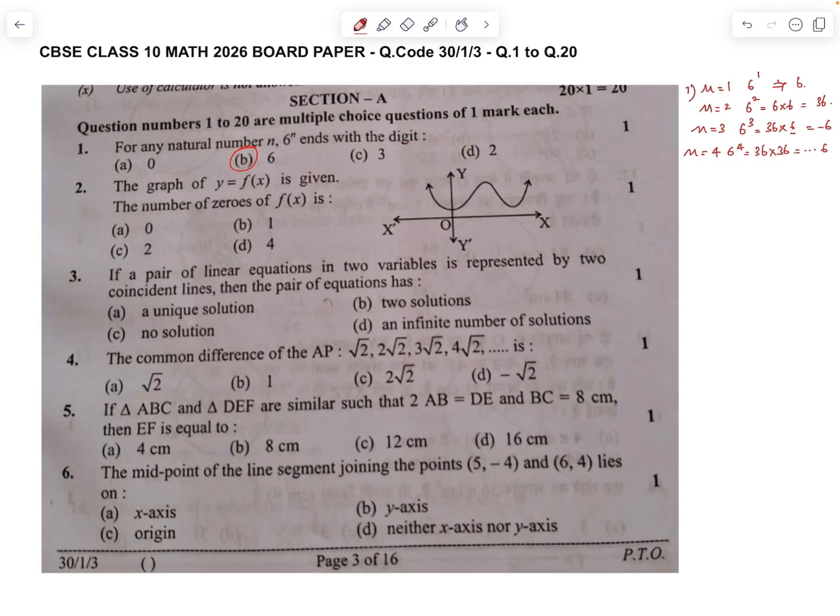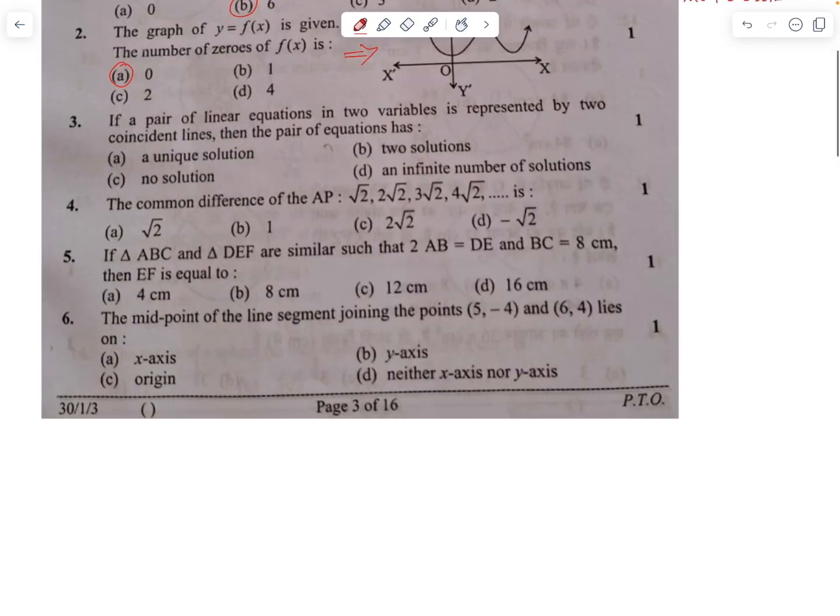The graph of y equal to f of x is given. The number of zeros of f of x is. Now the curve does not intersect with x-axis. So the number of zeros is 0. Option A. Question 3. If a pair of linear equations in two variables is represented by two coincident lines, then the pair of equations has an infinite number of solutions.